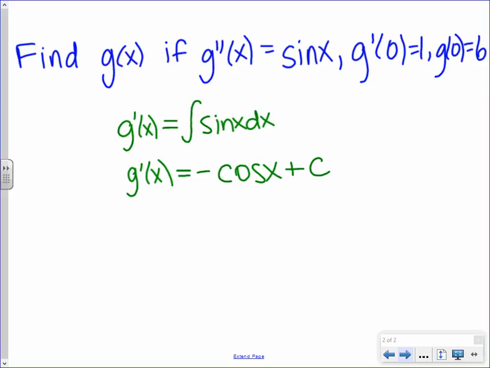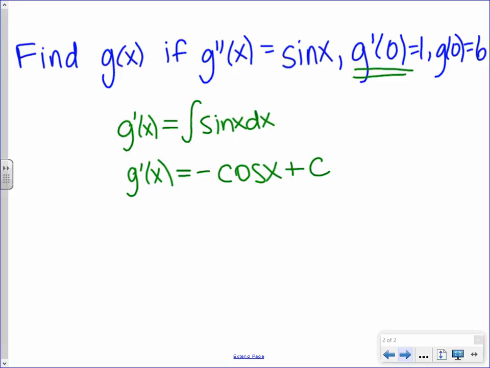Yes. It is negative cosine. If we work backwards, the derivative of cosine is negative sine. So remember that those signs flip. Okay. So now we know that g prime of 0 is 1.